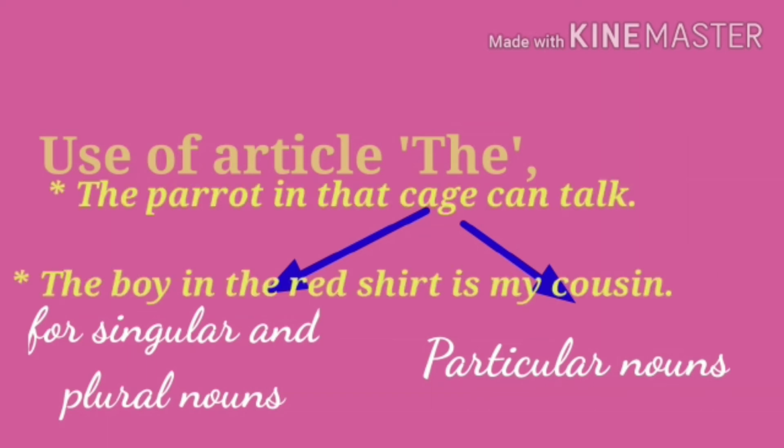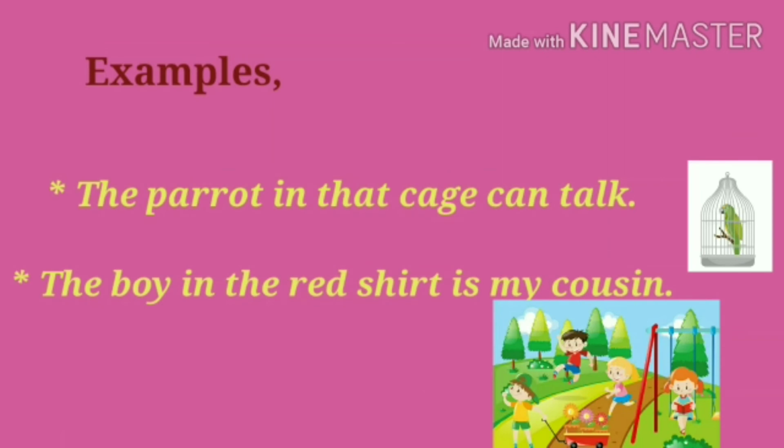Look at these examples. The parrot in that cage can talk. In this sentence, you can understand which parrot: the parrot in that cage. Second sentence, the boy in the red shirt is my cousin. Here also you know which boy: the boy in the red shirt.